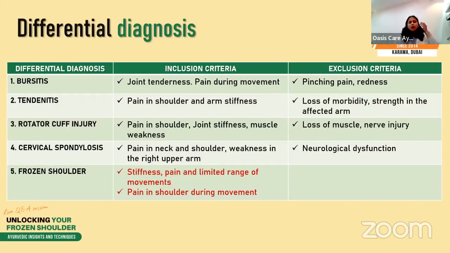Okay. Now, how we Vaidya people are looking after this: as I told you, all shoulder pain is not only frozen shoulder, it will be in a differential diagnosis also. So the differential diagnosis we are going to look at is sometimes bursitis or tendonitis, rotatory cuff injuries, or cervical spondylosis, or the frozen shoulder. All these kinds of things come under shoulder pain.